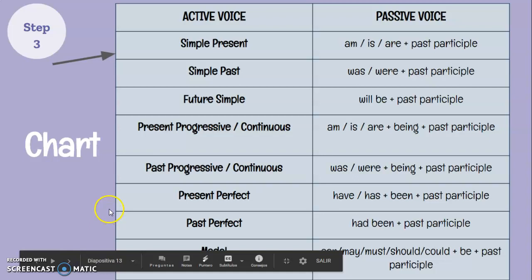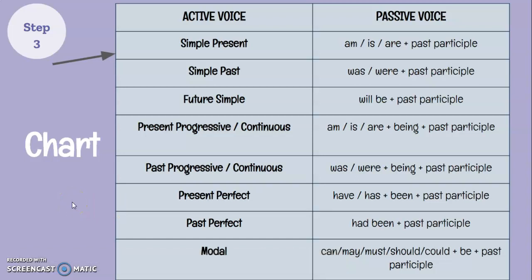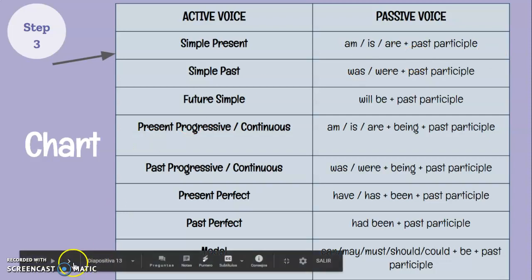Let's go to step 3. This is the chart that I was talking about. So in this chart, you would have to look for the tense of the verb that you are deciding. So if I know that my verb is in simple present, just like in the example that I gave you, I know that I'm going to use am, is, or are plus the past participle of the verb. Remember that the past participle is the third verb, the third column on the verb list.